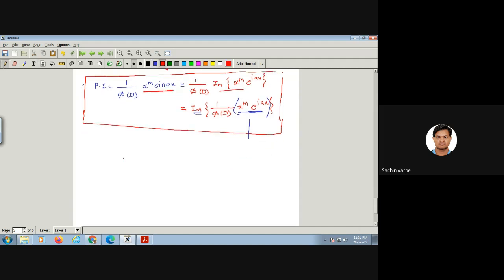So the formula for cos is pi equal to 1/5 of d x raised to m cos ax will be equals to real part of 1/5 of d x raised to m e to the power I a x, ठीक है। इज दिस क्लियर? सबको क्लियर है ये?